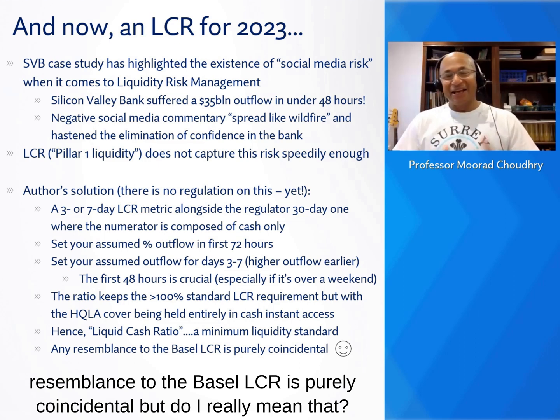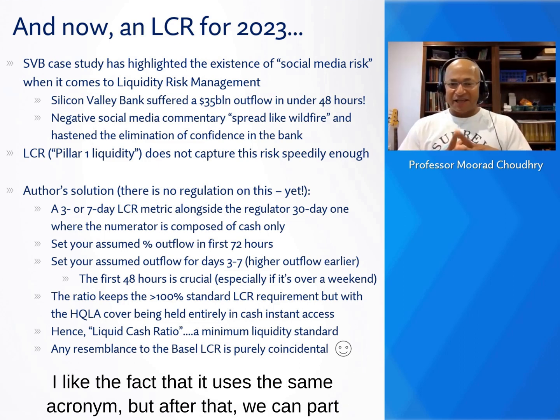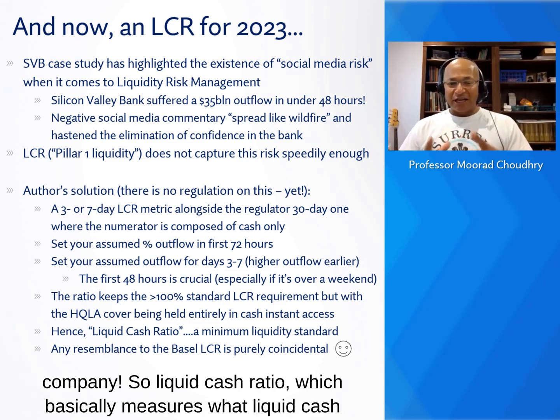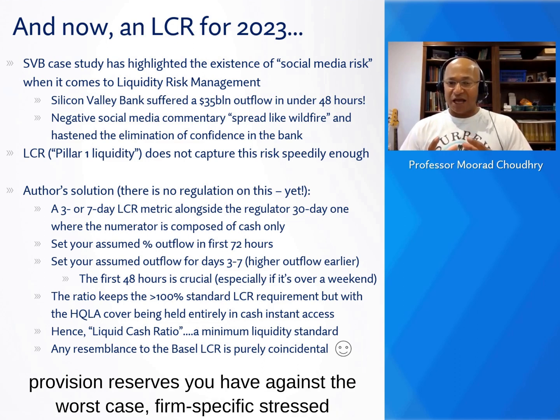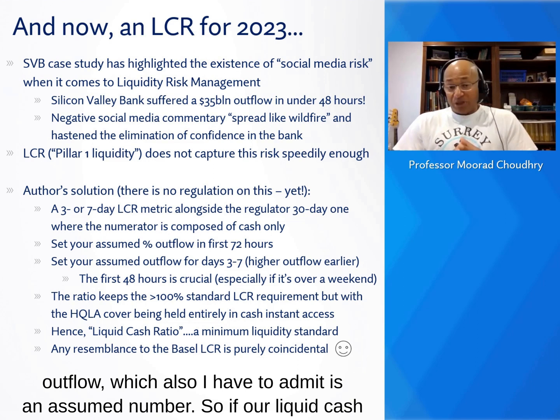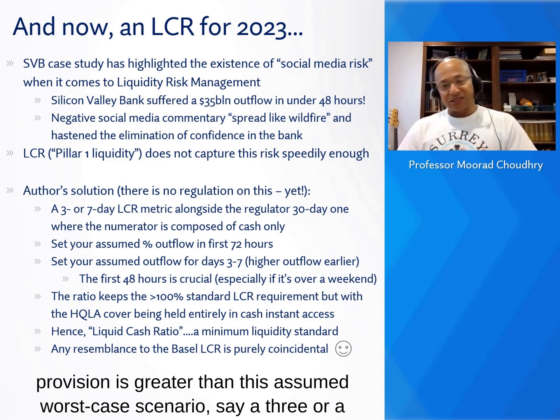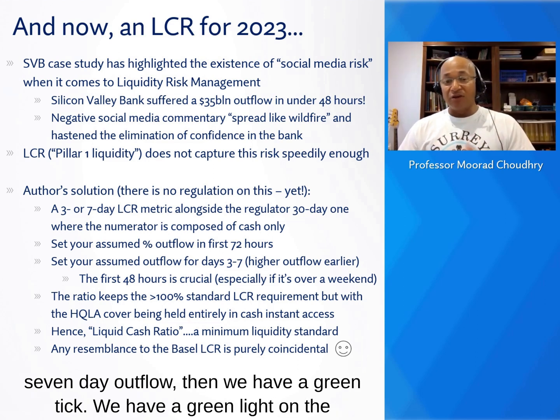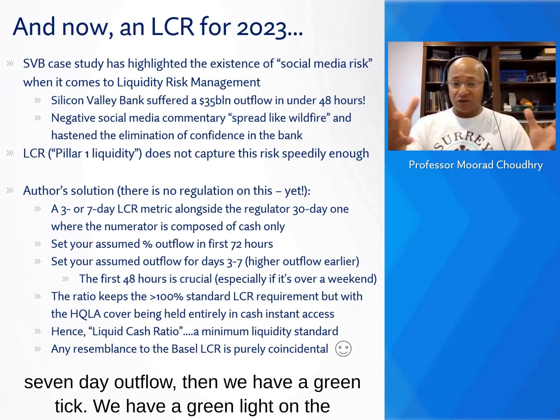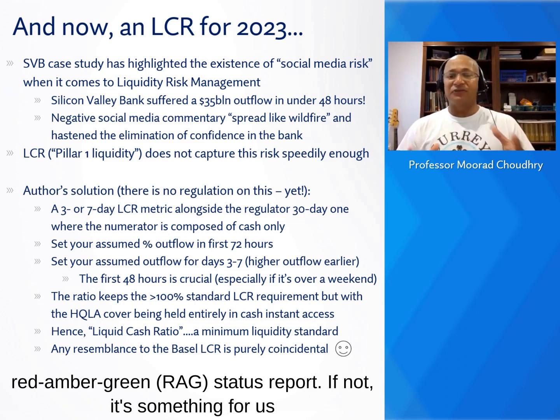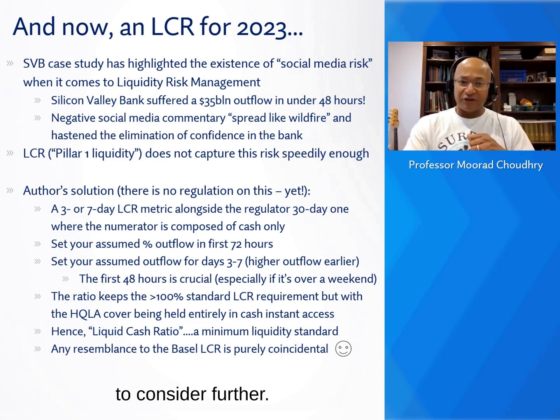But do I really mean that? I like the fact that it uses the same acronym, but after that we can part company. So a liquid cash ratio, which basically measures what liquid cash provision reserves you have against the worst case firm-specific stressed outflow, which also, I have to admit, is an assumed number. Okay, so if our liquid cash provision is greater than this assumed worst case scenario, say a 3 or a 7 day outflow, then we have a green tick. We have the green light on the red, amber, green status. If not, it's something for us to consider further.